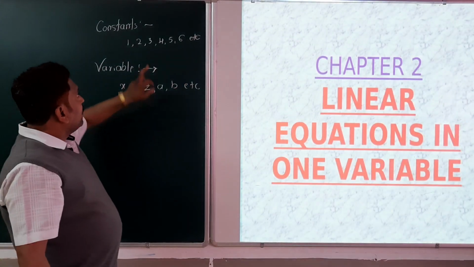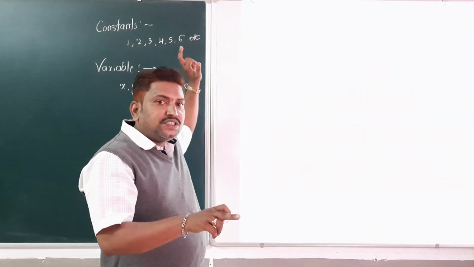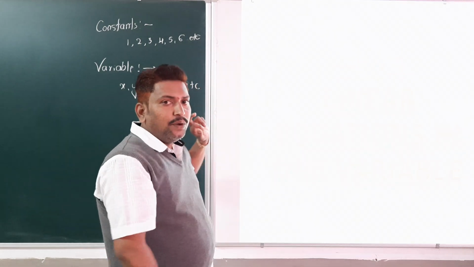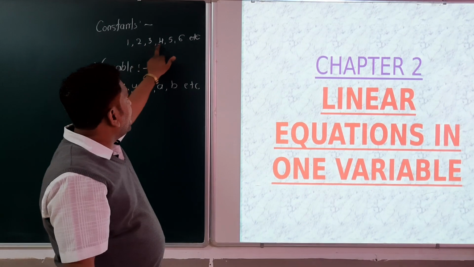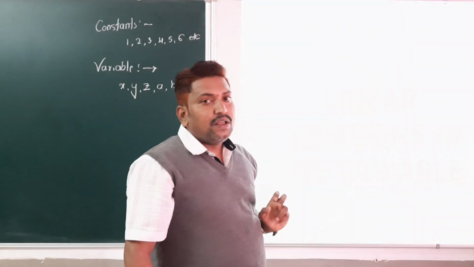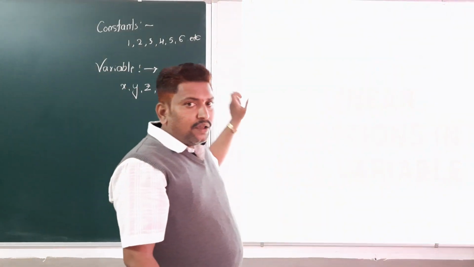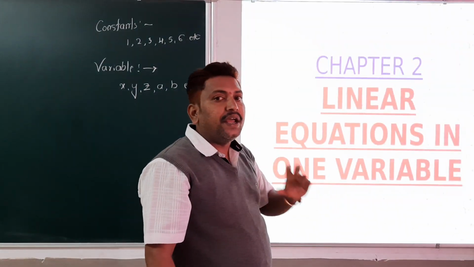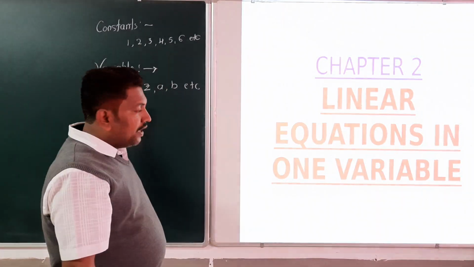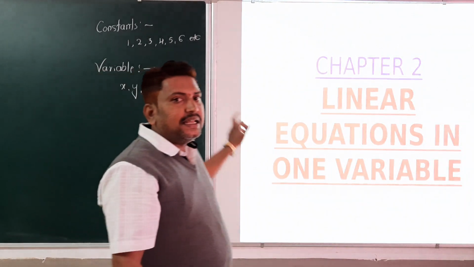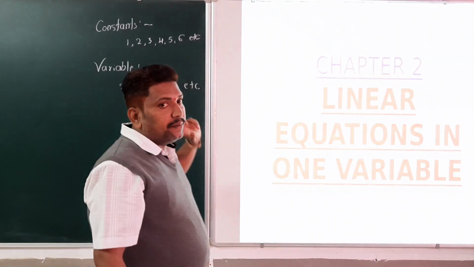Once again, I recall, what are constants? A symbol which has a fixed value is called a constant. Example: 1, 2, 3, 4, 5, 6, etc. Then what are variables? A symbol which does not have any fixed value is called a variable. Example: x, y, z, a, b, c, etc.